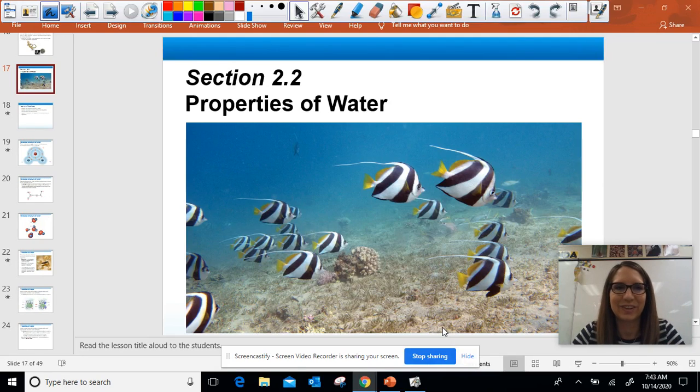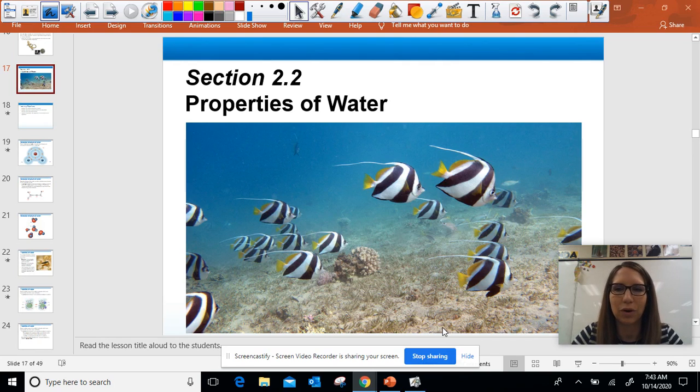Hey there. So today we're looking at section 2.2, which deals with properties of water. This is building upon what we did in 2.1, continuing to talk about biochemical basics: atoms, ions, molecules. Water is an example of a type of molecule because it has within it some covalent bonds, and we're going to look at where those are found.